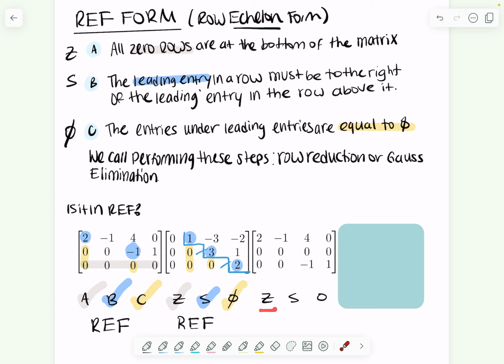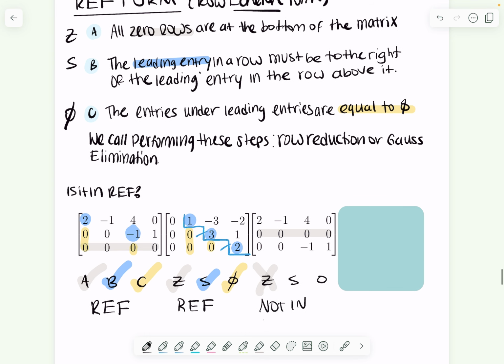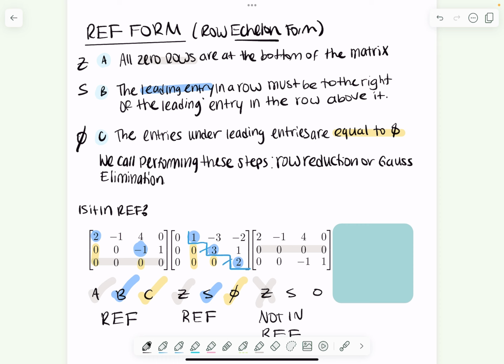Now for this one, are all 0 rows at the bottom of the matrix? Well, here I see a 0 row. It's not at the bottom of the matrix, so it does not pass this condition. So I already know that this is not in row echelon form. But let's check the other conditions so you can see if they pass or not.